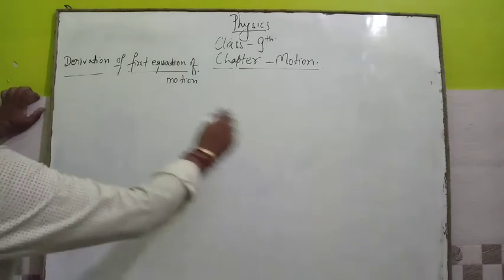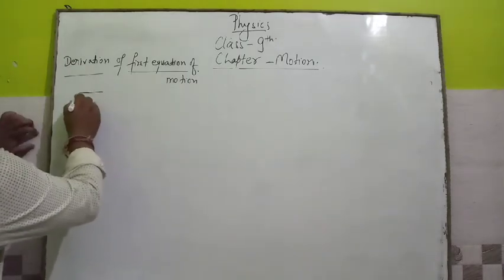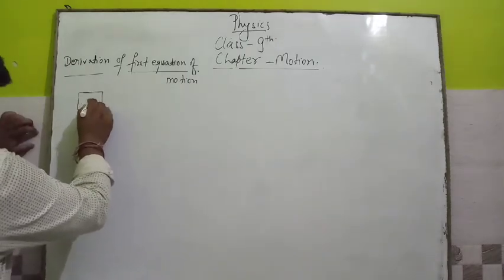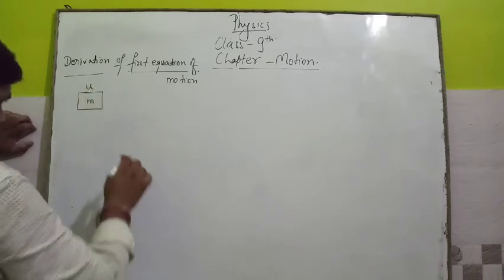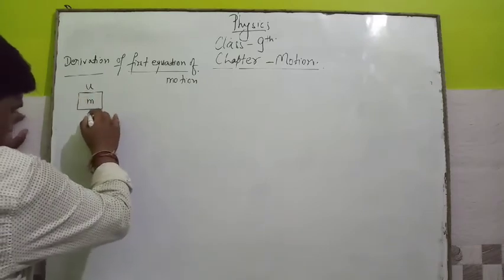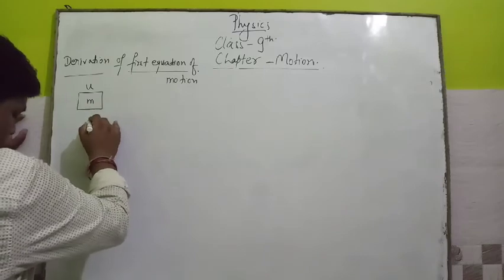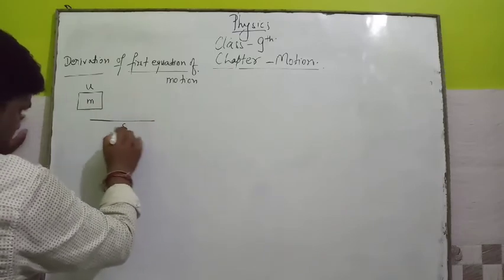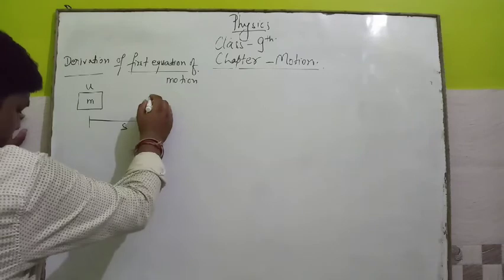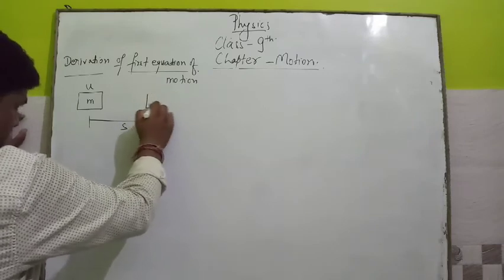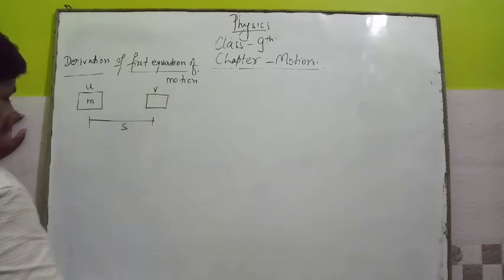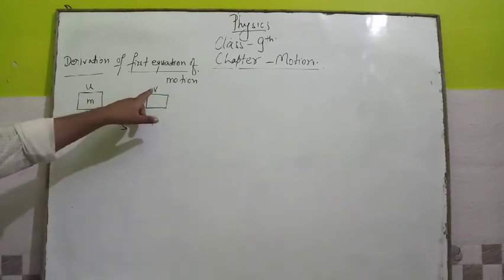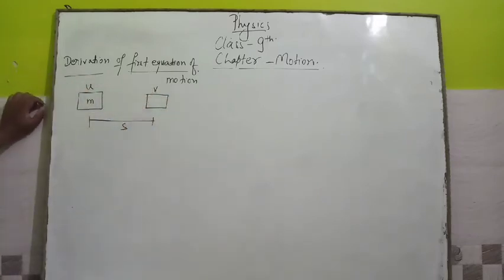We will take an object of mass small m. Its initial velocity is u, and it moves and completes its distance s. Okay, and it reaches this point. Now after completing its distance, the velocity of that object is v.